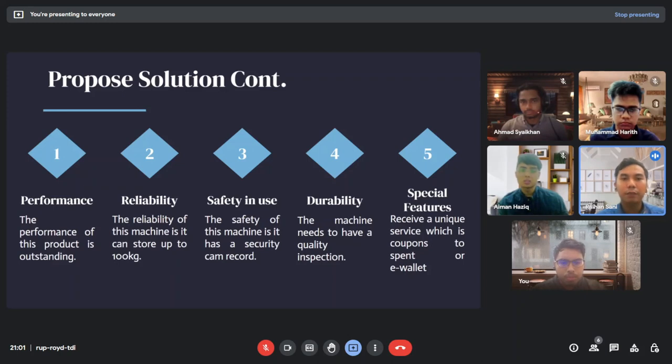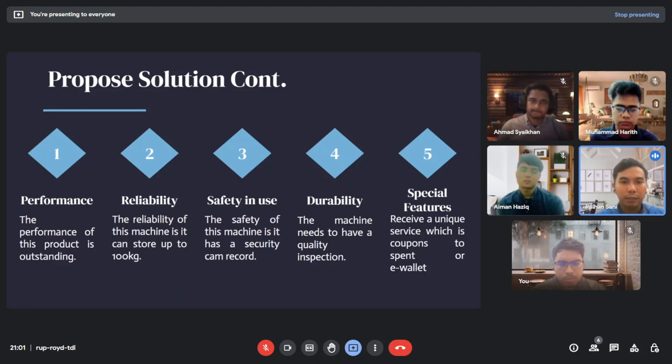Okay, for the safety in use, this machine has a security cam recorder where the company can view any people who want to vandalize these machines. Okay, moving on to the durability. The machine needs to have a quality inspection. Someone collects the recycled items and maintains it every 2 months.